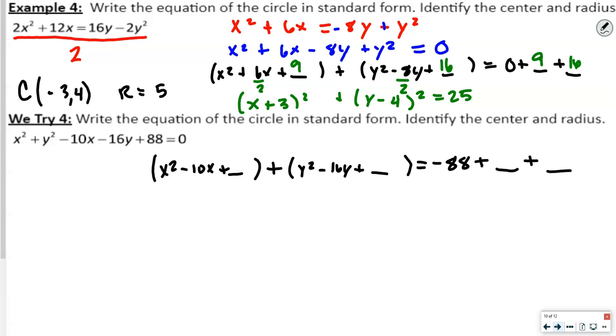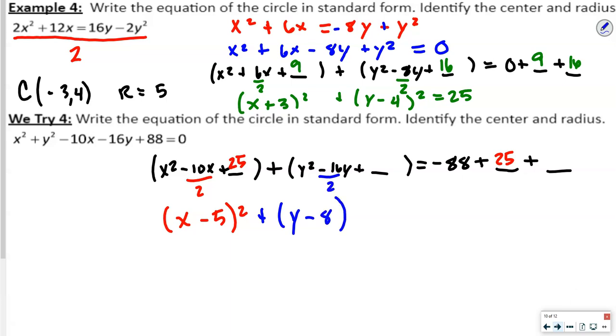So here again, we're going to divide the negative 10 by 2, so this is going to be x minus 5 squared, so negative 5 times negative 5, 25. So we got to add that 25 to both sides, remember. Now we're going to divide the negative 16, so that's going to be y minus 8 by 2, right? And negative 8 times negative 8 is 64, so add 64 to both sides. So 25 plus 64 is 89. 89 minus 88 is, guess what? 1. So what's our center? Remember, pull the numbers opposite. So this is going to be positive 5, positive 8. And our radius is going to be the square root of 1, which is 1.